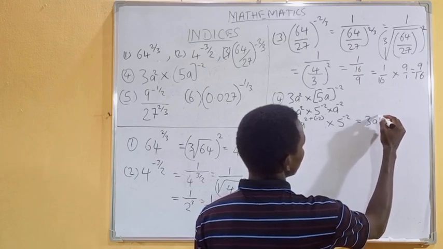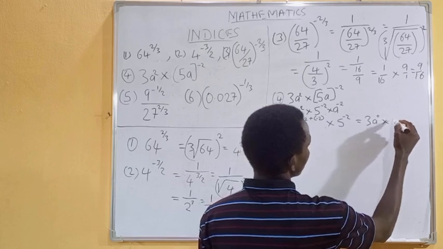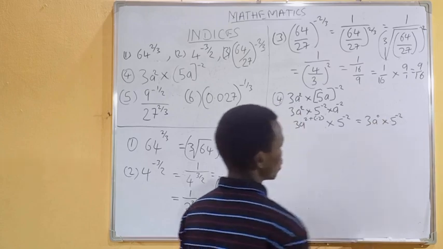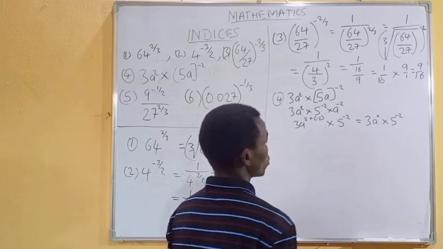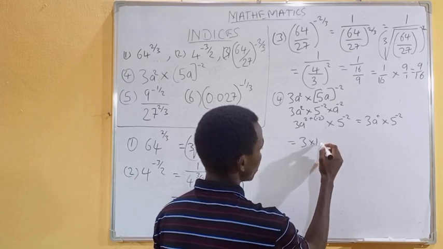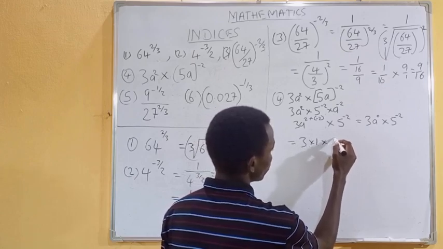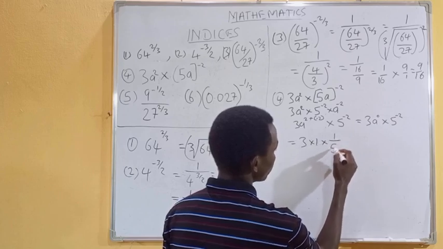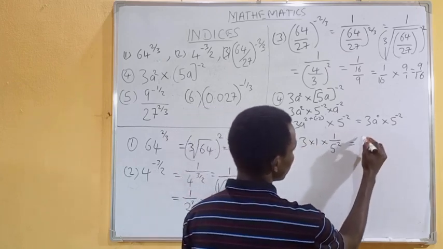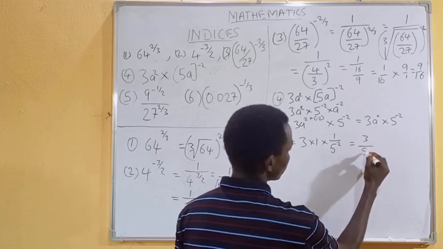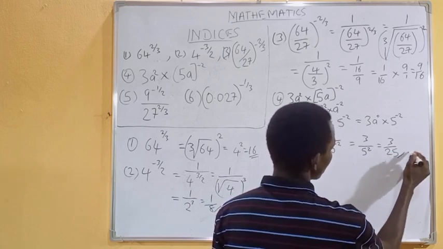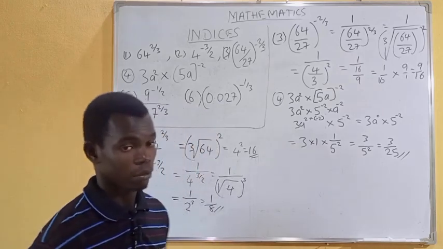which is equal to 3a to the power 0 times 5 raised to the power minus 2. Now you can remove the negative from this power 2, which equals 3 times 1 times 1 all over 5 raised to the power 2. Therefore, 3 times 1 will now be 3 over 5 squared, which is 3 over 25. This is our answer for question 4.